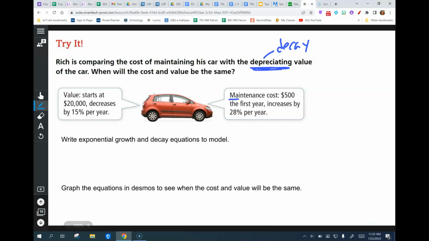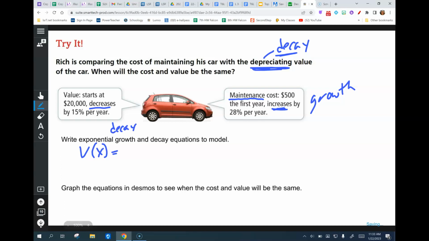So the cost is the maintenance cost. Unfortunately, the maintenance cost keeps on going up. It's an increase, so this is a growth. So we're going to write a decay for the value, and we're going to write a growth for the maintenance. Write exponential growth and decay equations or functions to model this. So let's start with the value. I'm going to put v of x, just so we know this is the value function, and it decreases, so this is going to be a decay.